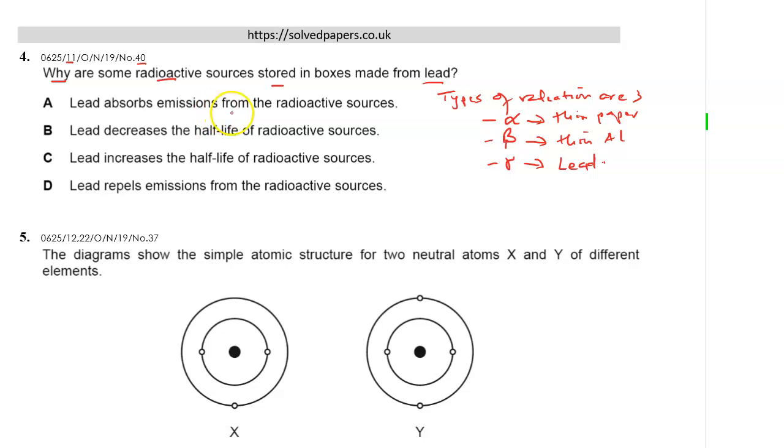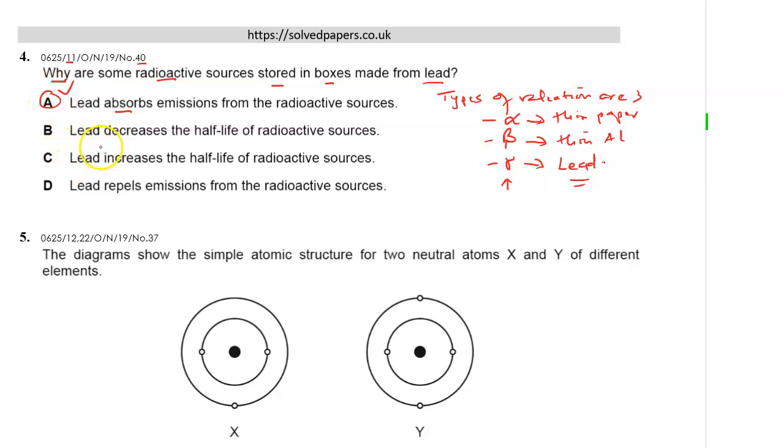Lead absorbs emissions from the radioactive source. That is correct. Lead will absorb all. None of these three will go past lead, right? Because the most penetrating is gamma, and it is stopped by lead. The others can be stopped by paper or aluminium. So if you have lead boxes, then neither alpha, beta, nor gamma will penetrate through. So I think A is correct. I think that's the answer.